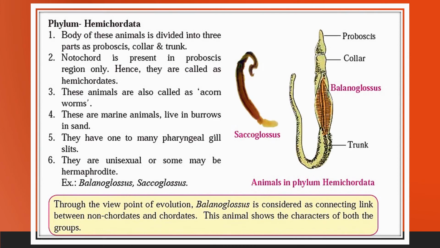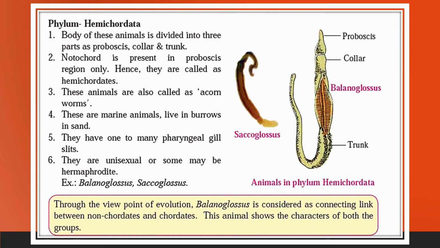Students, now let's learn about the ninth phylum under kingdom Animalia, that is phylum Hemichordata. The body of these animals is divided into three parts: proboscis, collar and trunk. Notochord is present in the proboscis region only and hence they are called hemichordates. And these animals are also called acorn worms.